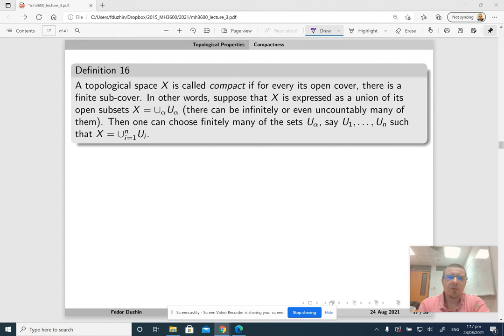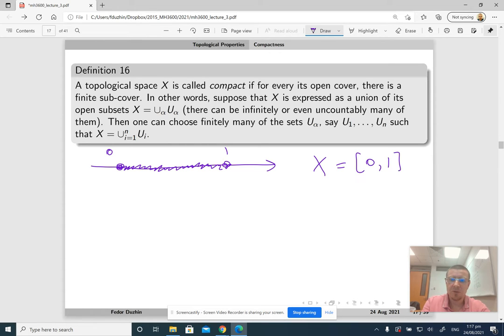Compactness. A topological space is called compact if for every open cover there exists a finite subcover. I'm going to give you an example. Let us consider the interval from 0 to 1. We are going to have the real line and the interval from 0 to 1. This is going to be my X, the interval from 0 to 1.